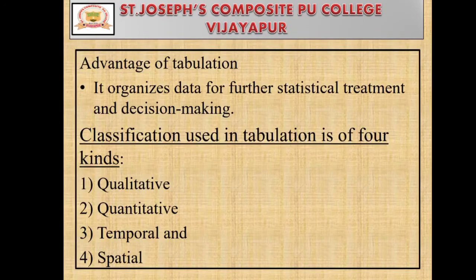Now let me discuss the advantages of tabulation. Tabulation, or tabular presentation of data, its uses or advantages we can discuss here. First one: it organizes data for further statistical treatment and decision making. That means tabular presentation of data helps organize the data for statistical treatment, and we can also make decisions very easily.